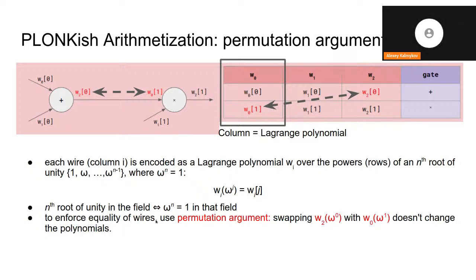In order to enforce the equality of the wires, we can say that if we swap these two values, it doesn't change the polynomials. So remember, we talked about Schwarz-Zippel lemma that allows us to check that the polynomial is 0. So it also allows us in this way to check that the polynomials are equal. So we say that by swapping these two, the polynomials that we were committed to are equal. And this way, we say that the wiring of the circuit is correct. So again, swapping two values doesn't change the polynomial, means that these values are the same. Yeah, so that's the idea behind the permutation argument.